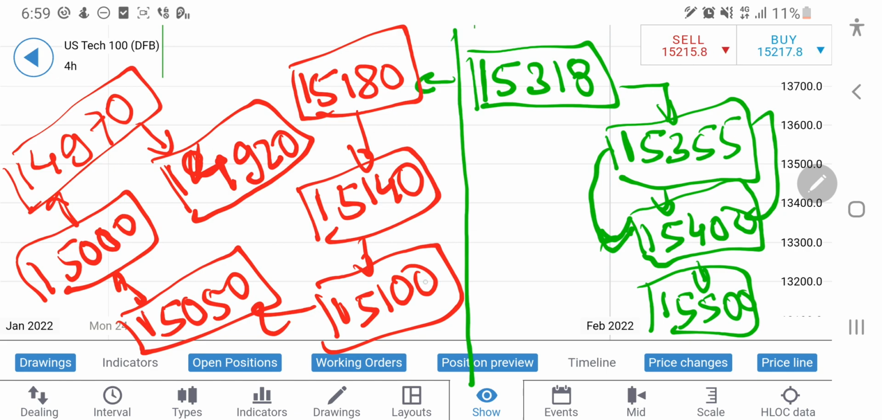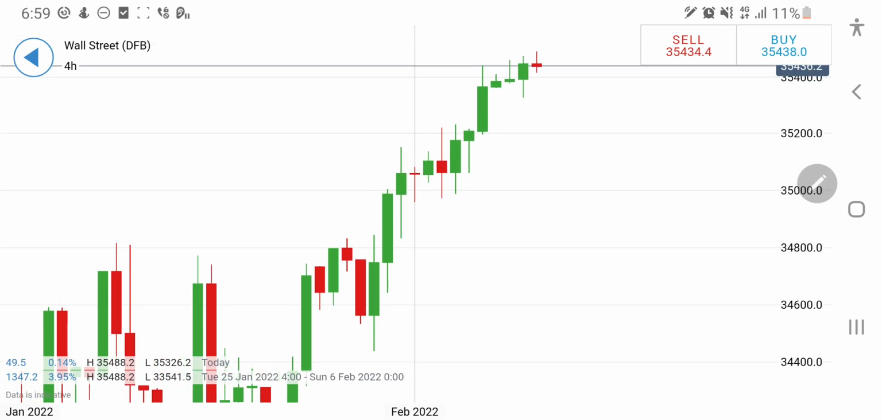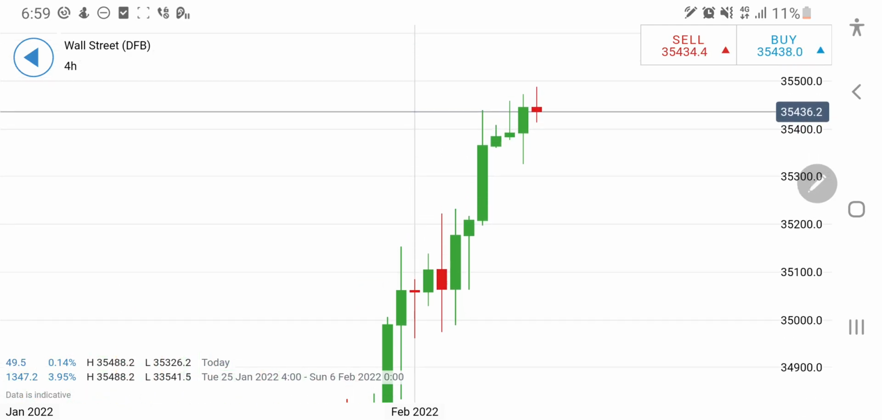So now let's move towards US30. US30 at 35,430 levels, and it has seen the high here. You can see how beautifully these highs are connected. So I will recommend you to go long only at 35,500 till the time it remains below 35,500.